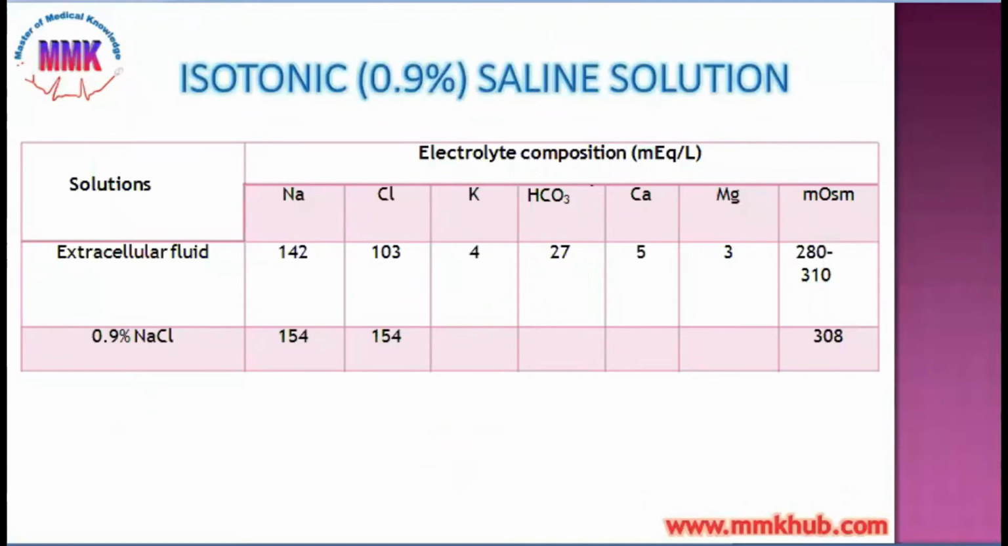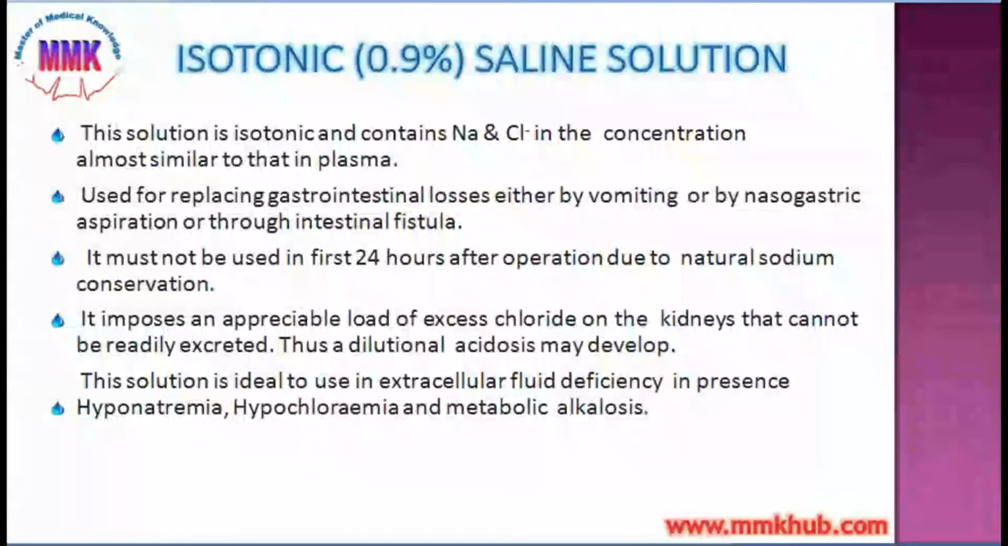Then the normal saline, which is the 0.9% saline solution or isotonic saline solution. This concentration we already discussed in the previous slides. This saline solution contains, in addition to the water, the sodium and chloride ions, and another advantage is that the osmolarity of this isotonic saline solution is closer to the extracellular fluid osmolarity. So the chances of shifting of the fluid across the compartments are less.